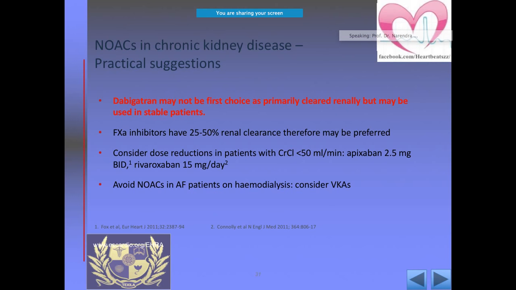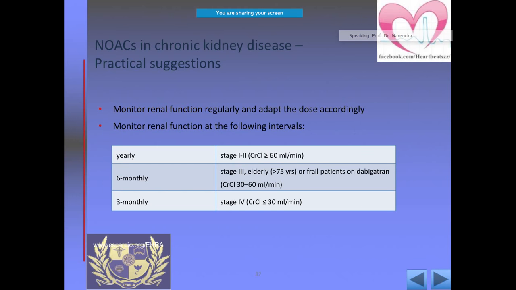Similarly, if the patient is on hemodialysis, don't use NOACs. In simple terms, I hope you understand. There are a lot of different things about what should be used and where, but I think you understand clearly that it is better to avoid NOACs, especially dabigatran, if someone has chronic kidney disease.